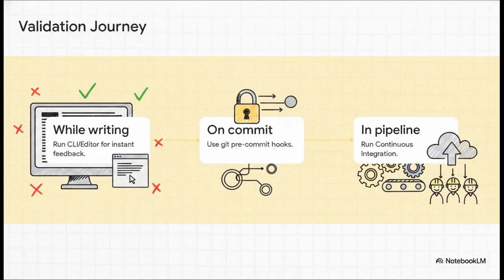Step 1, while writing. You run cfn-lint right from your command line or baked into your code editor to get that instant real-time feedback. Step 2, on commit. You set up git pre-commit hooks. This is brilliant because it literally blocks a broken template before it even hits the branch. And finally, step 3, in your pipeline. Running both the CLI and cfn-lint in continuous integration means that pushing clean, valid templates becomes a non-negotiable team standard, not just a nice-to-have thing someone hopefully remembers on a Friday afternoon.